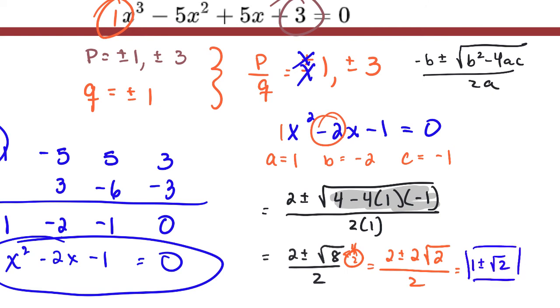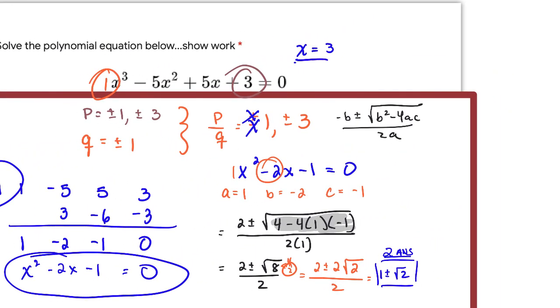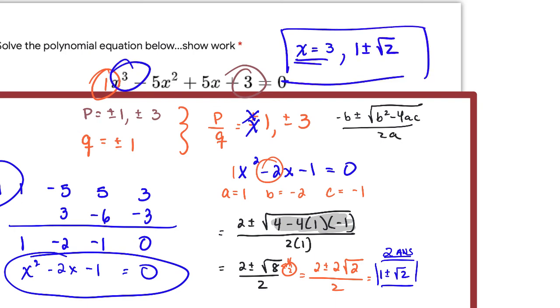So we got 2 answers here, 1 plus root 2, 1 minus root 2, and we also have this answer, x equals 3 at the top. I'm going to write the other answers up there with it. So there's our 3 answers. This is a cubic equation, so we should have gotten 3 answers.